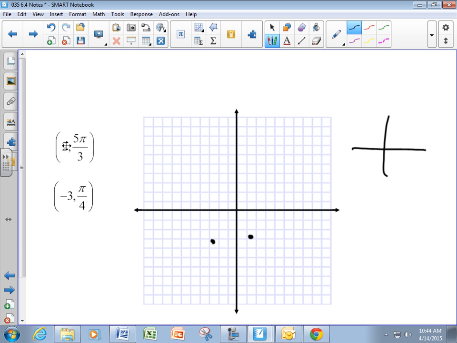You can also have a negative angle measurement. I didn't give you an example, but let's take this one. Say we had (-3, -pi over 4). The only difference with negative angles is we'll go clockwise. So instead of going the typical counterclockwise, I would go clockwise and have my -3 and my pi over 4.